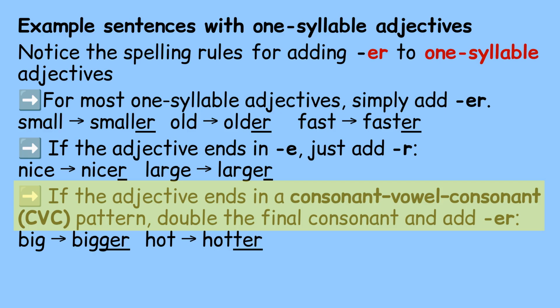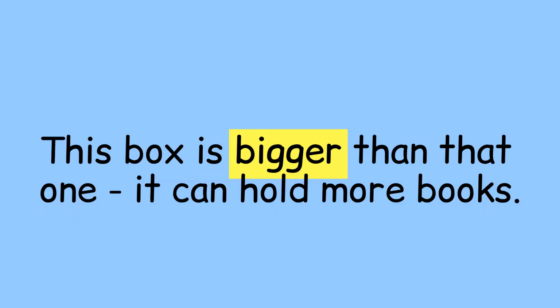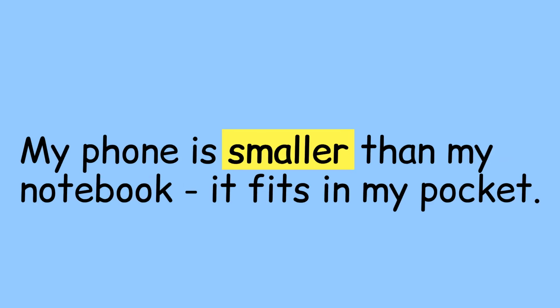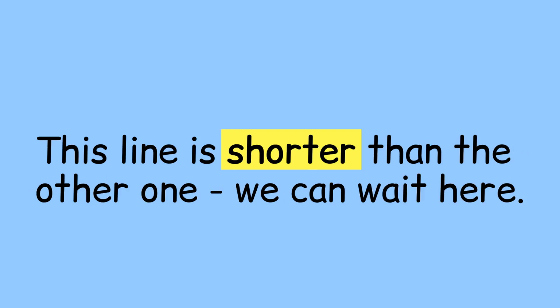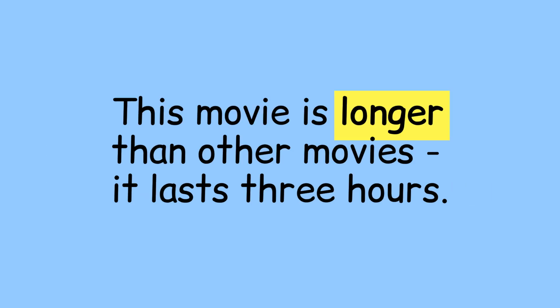This box is bigger than that one. It can hold more books. My phone is smaller than my notebook. It fits in my pocket. He is taller than his brother. He plays basketball. This line is shorter than the other ones. We can wait here. This movie is longer than other movies. It lasts 3 hours.